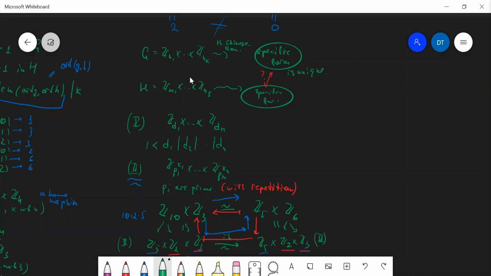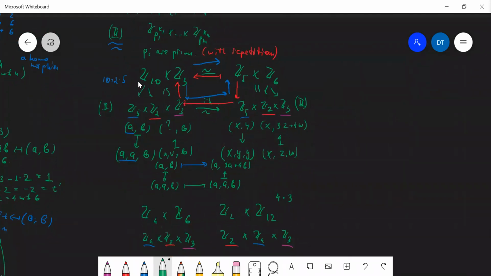And you take the second group and reduce it to the same form, the second form. And how do you reduce? You reduce this using the Chinese remainder theorem. And then you just compare these forms. If they are the same, then the initial groups were isomorphic. If they are different, then the initial groups were not isomorphic.